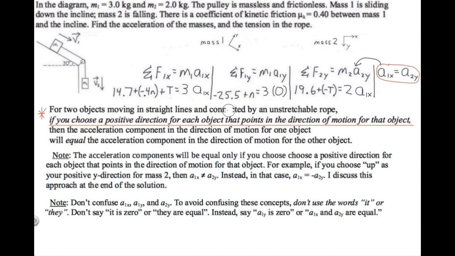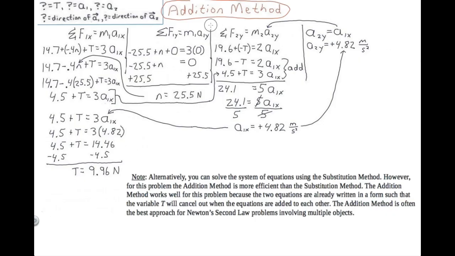For this problem, we can use this rule to write the equation a1x equals a2y. Then we use this equation to substitute a1x in for a2y in the Newton's second law y equation for mass 2. Again, this rule only works if you choose a positive direction for each object that points in the direction of motion for that object. We used the addition method to solve our system of simultaneous equations. The addition method is often the most efficient approach for Newton's second law problems involving multiple objects.